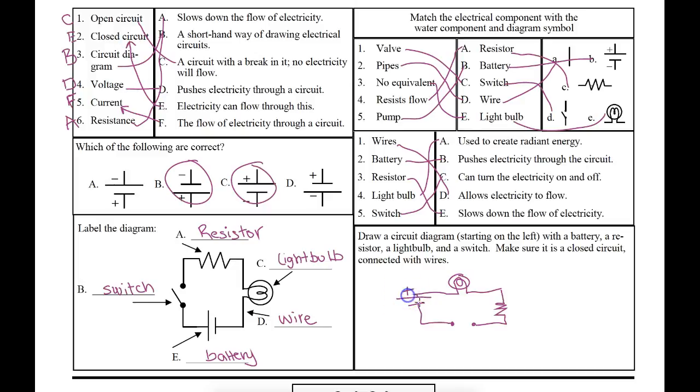All right, so this is my plus side, this is my negative side. And does it tell me to label it? Starting on the left, draw a circuit diagram. Closed circuit, so I'm just going to close it. This is my switch, resistor, bulb, battery, wire. And what way does the electricity flow? Remember, it's going from the negative side over. Okay.